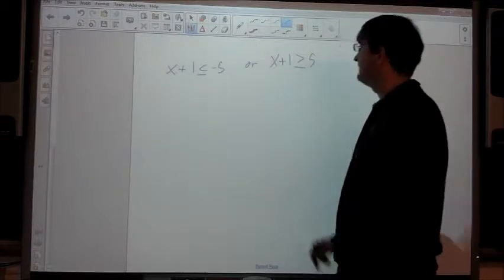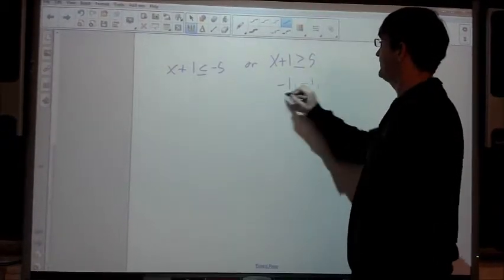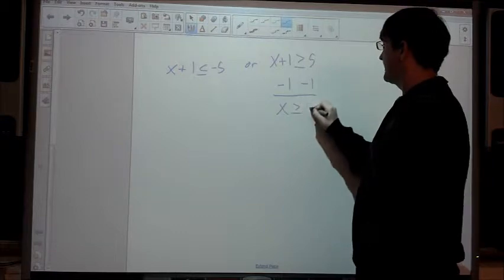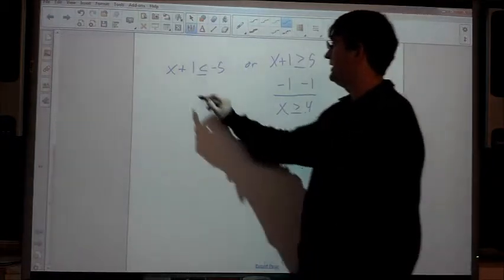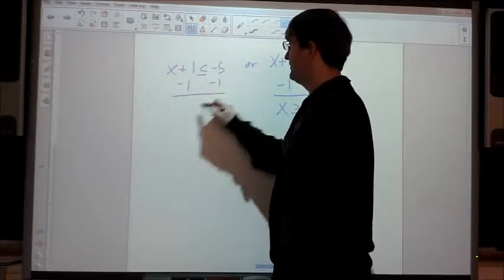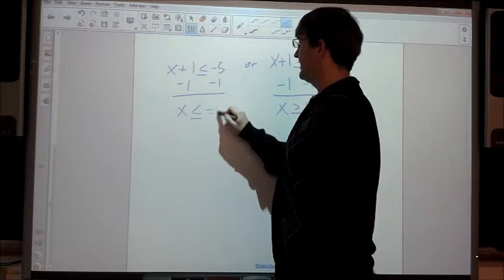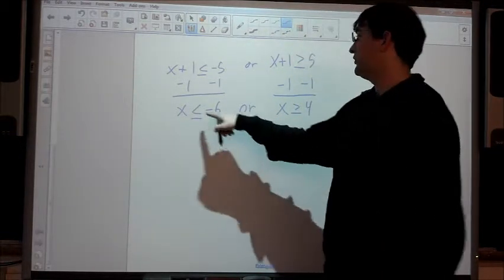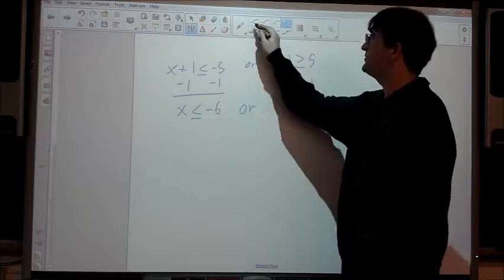And now again, we just have a simple straightforward thing. Minus 1 from both sides here. I get that x is greater than or equal to 4. Minus 1 from both sides here. I have x is less than or equal to negative 6. And again, I have to say or, because these things can't both be true.